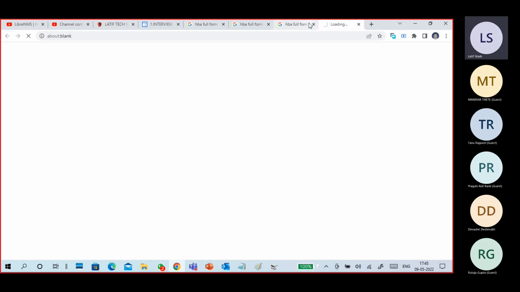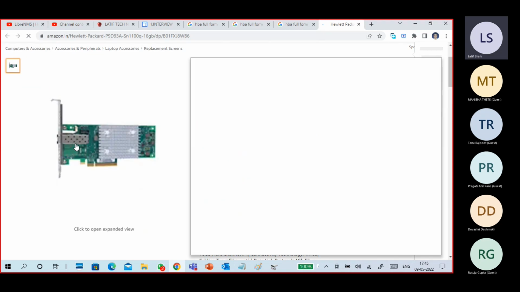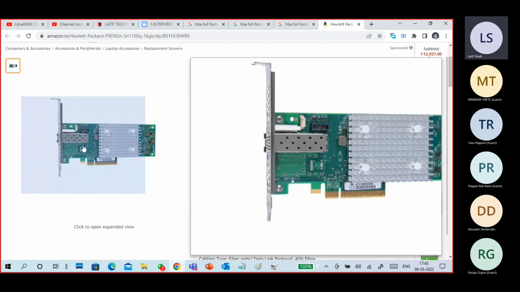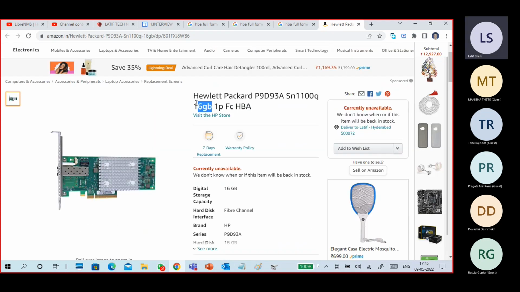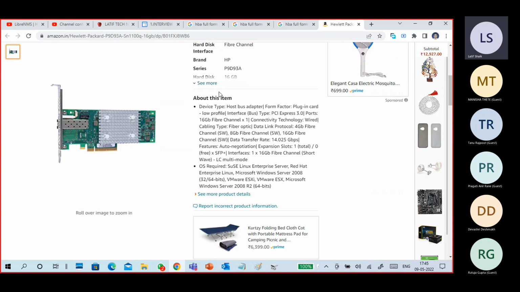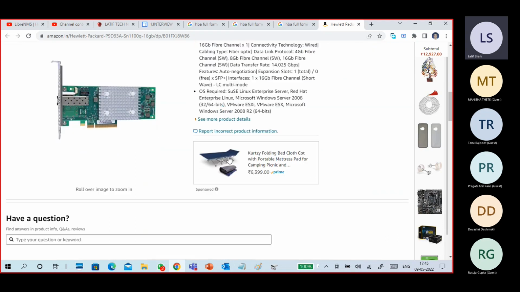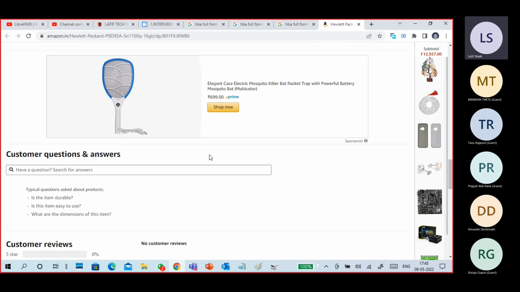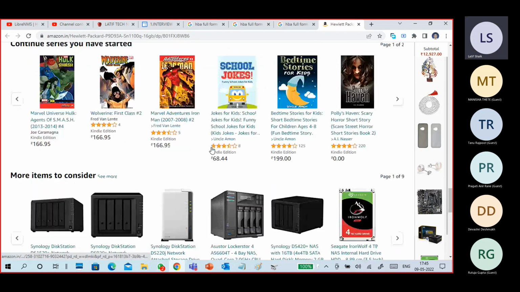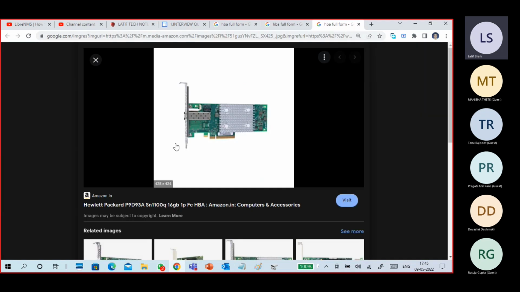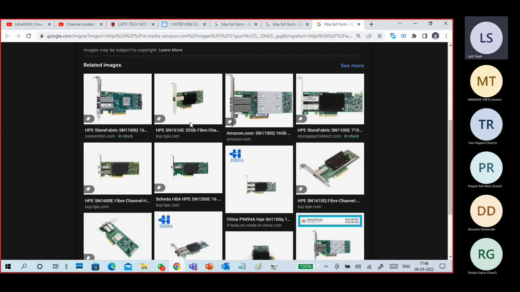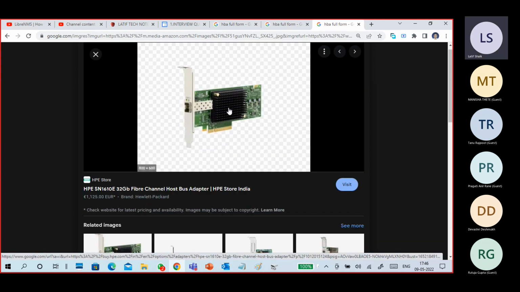Okay, so like this, it is a single one only. 16 GB. Actually it should give the hard disk 16 GB, but they have given a wrong listing. The replacement screen, laptop screens, someone has posted in a different place, not this one. The location is wrong, so it is giving it wrongly. So it is HBA.